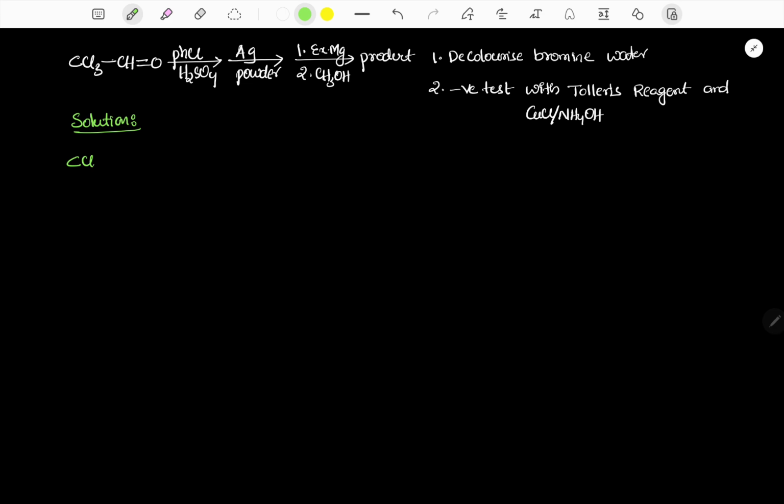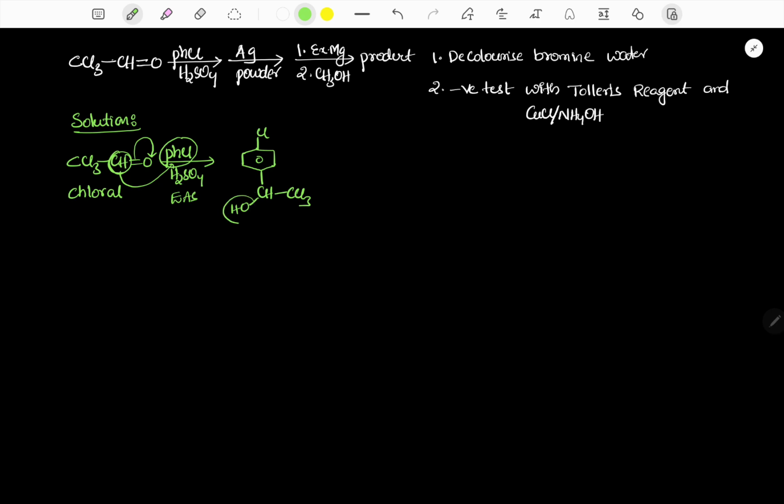The reactant is CCl3CHO. It is called chloral. It is treated with chlorobenzene in the presence of H2SO4. So it is an aromatic compound, and by shifting the pi bond we can create an electrophile. Therefore the chlorobenzene undergoes electrophilic aromatic substitution. So this is our electrophile. By shifting the pi bond, this carbon becomes positive and this electrophile attacks the benzene.